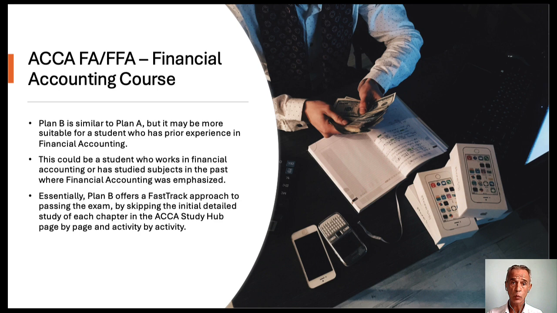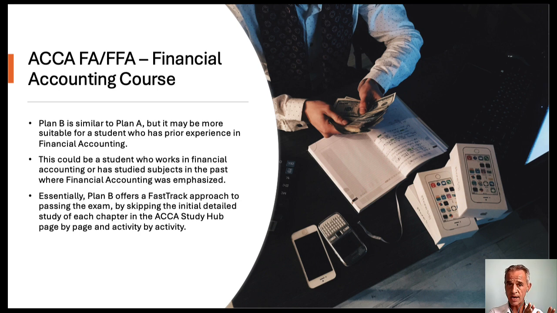Maybe it's a student that works in financial accounting, or perhaps has had studies previously where financial accounting was emphasized, so perhaps they understand double entry bookkeeping or recording transactions or possibly even consolidated financial accounts. So really Plan B, if you will, is a fast track approach to passing this exam. And all that it entails is simply skipping the first part.